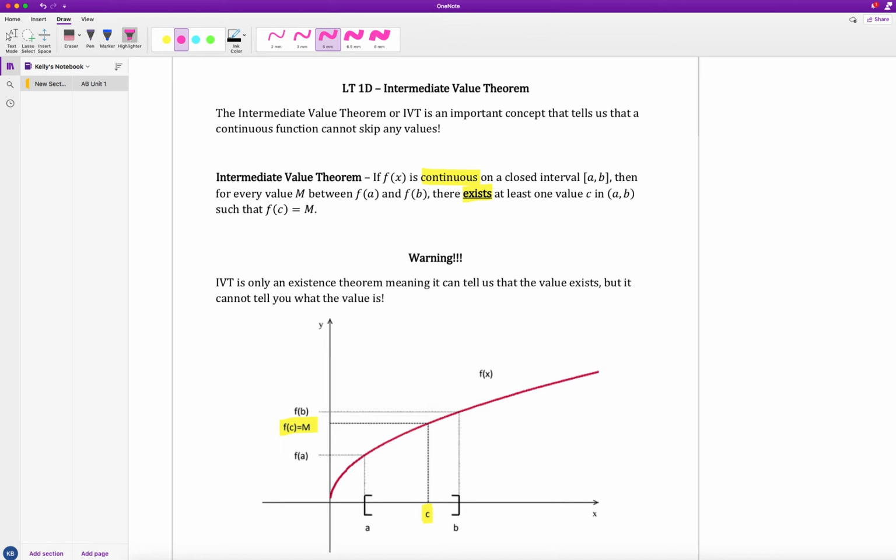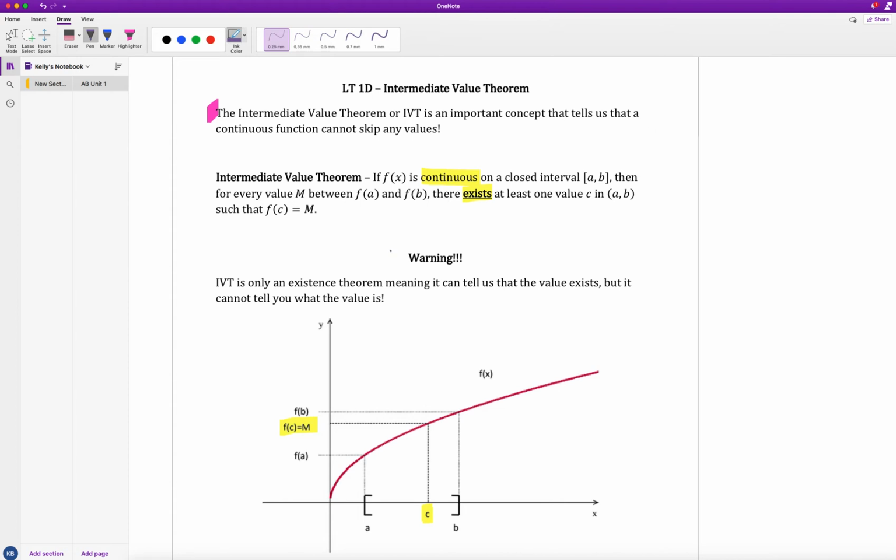Overall, what the intermediate value theorem tells us is that if I have a continuous function, I cannot skip over any values. To simplify the theorem as much as we can, if a function is continuous, we cannot skip over any values, because if we're thinking about drawing it on the page, we have to be continuous, so our pencil is not going to be picked up. There are no values that are skipped, so every single y value exists.